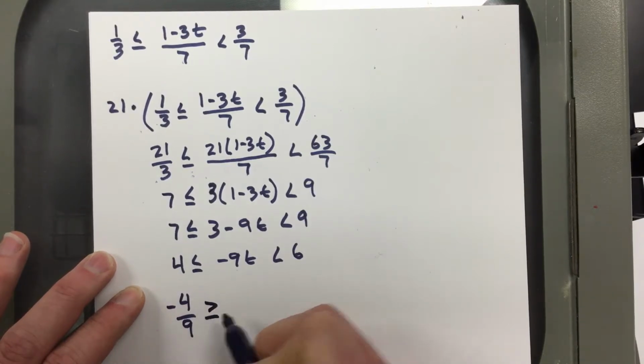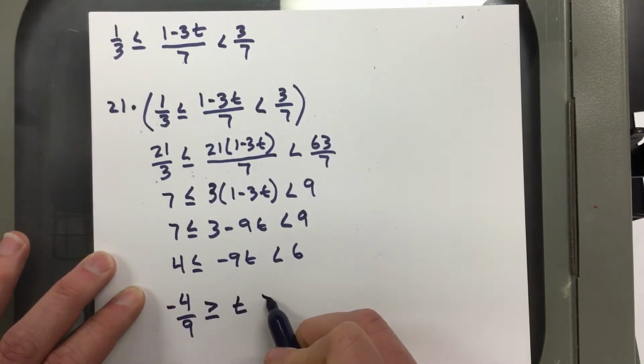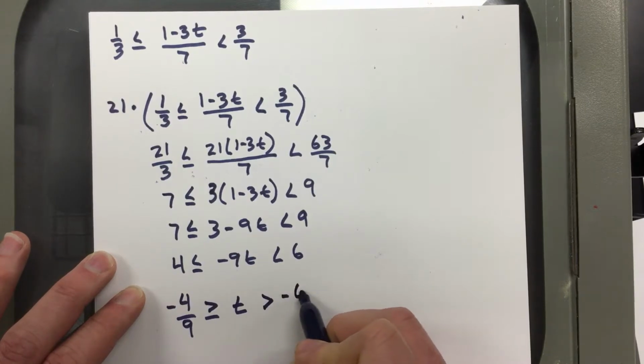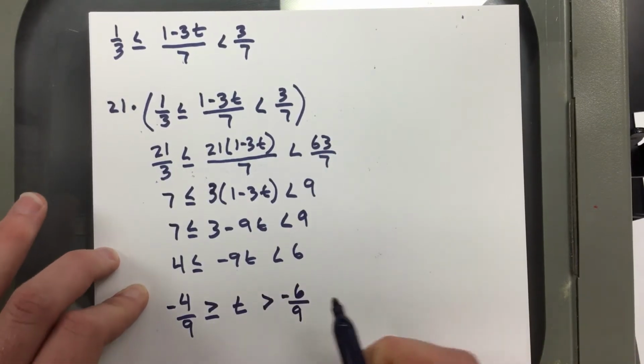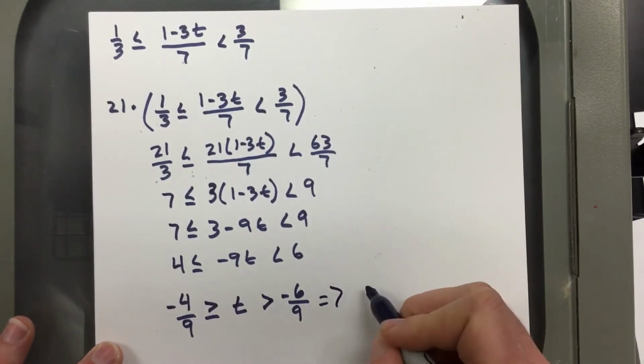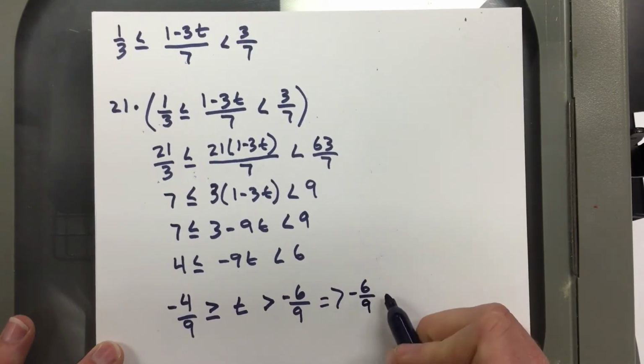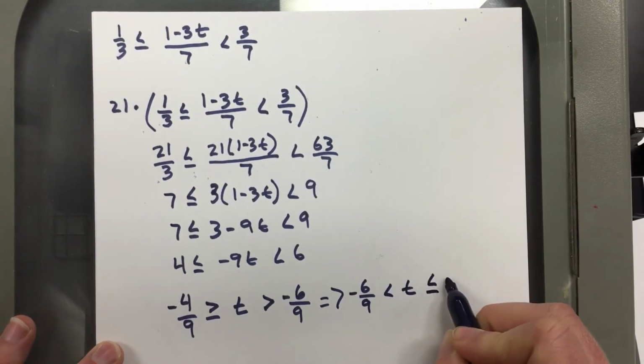So this sign changes. This sign is going to change because I divide by a negative 9. I get negative 6/9. So this is the answer. What I want to do, though, is I kind of like to reflect this answer. So I want to take this whole thing, I want to flop it over to here. So really, this is going to give negative 6/9 less than t less than or equal to negative 4/9.